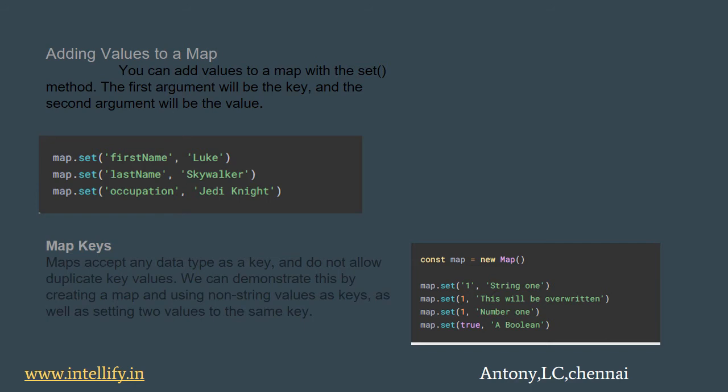Map keys accept any data type as a key and do not allow duplicate key values. We can demonstrate this by creating a map and using non-string values as keys, as well as setting two values of the same key. For example, here map.set has the number 1, but the key 1 is already there, so it will be overwritten, and only the string, number 1 and boolean keys will be returned.